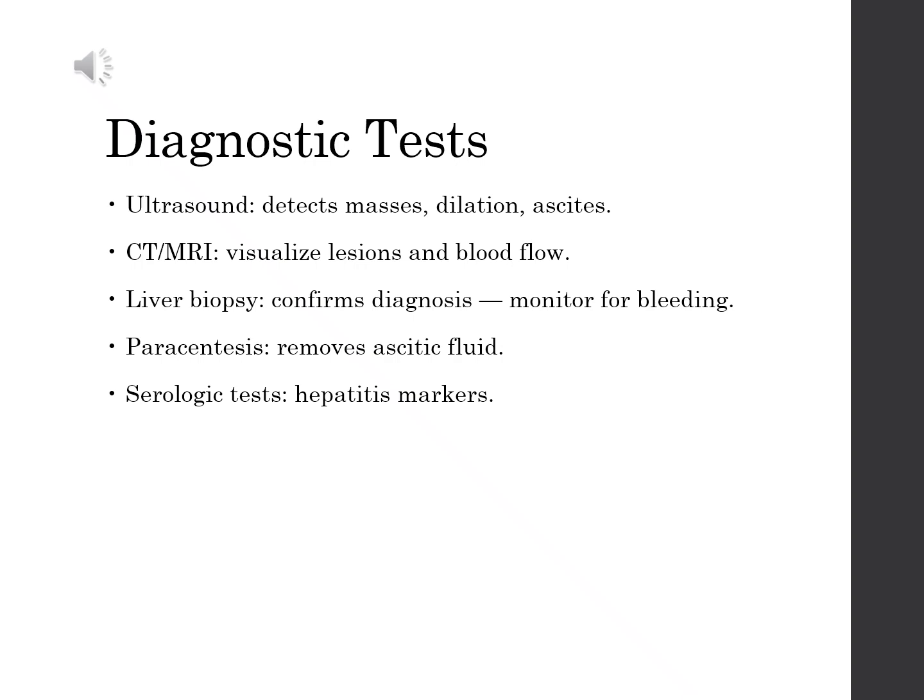Then we use our hepatitis markers. So the ALT, AST, ALP, all of those lab values that we talked about on the previous slide. All of these paint a good picture and look at liver failure, along with your patient's subjective and objective findings.